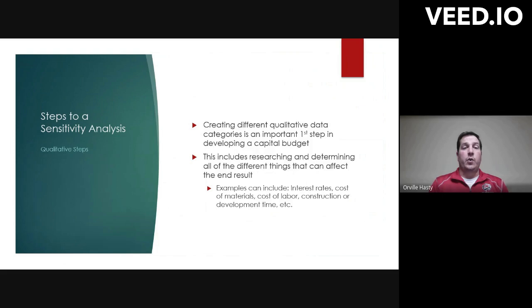So, understanding the qualitative steps, creating different qualitative data categories is an important starting point in developing this budget. This includes researching past projects, could be interviews with different vendors and price quotes and timing quotes, things like that, to get an estimate of how much it should cost, but also what categories should be in there. And those different categories are the qualitative part. So an example can be things like interest fees, cost of materials, cost of labor, construction, and developmental time, et cetera. All those different categories that you need to analyze.